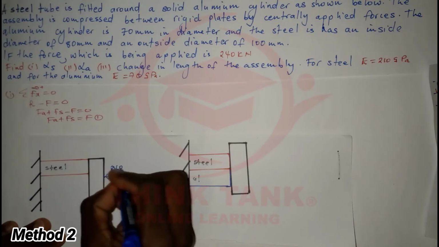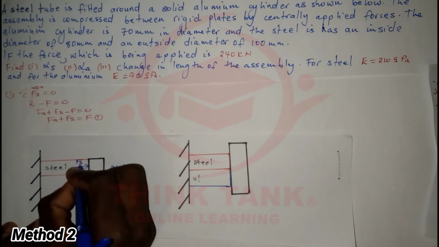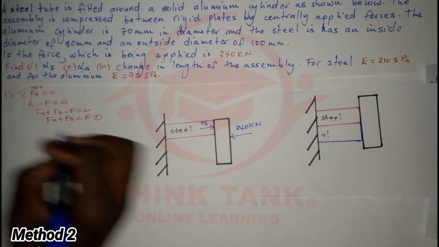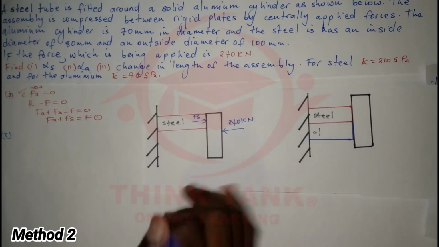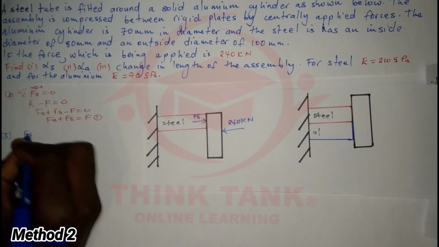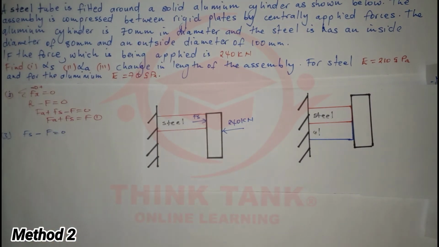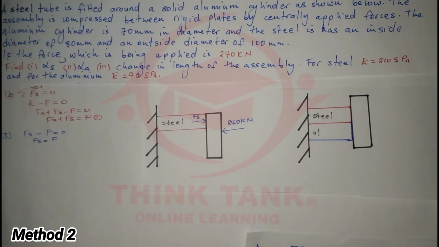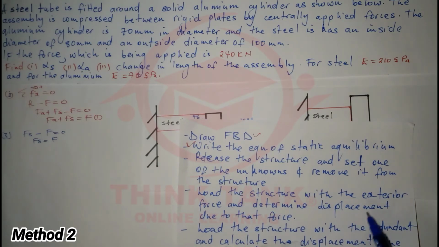Know that our force is 240 kilonewtons, and we have a reaction here, and that reaction is going to be Fs. From this, I think we can agree, so this was step number 2 and this is step number 3, that if we resolve, Fs, which is positive, minus F should give us 0. This means Fs is equal to F. But from our instructions we have to remove it from the structure, then load the structure with the exterior force and determine the displacement due to that force.